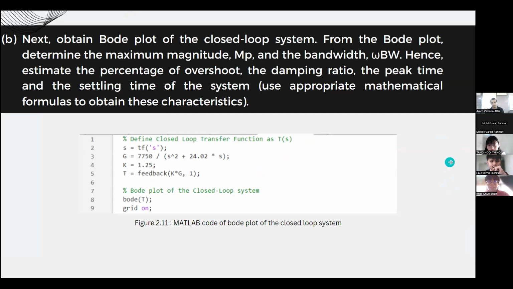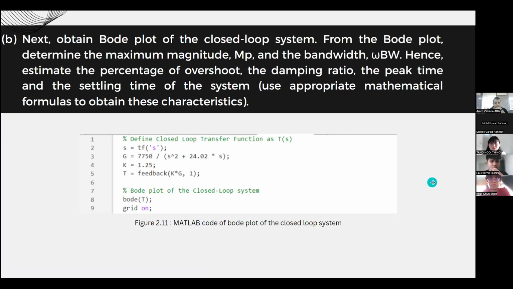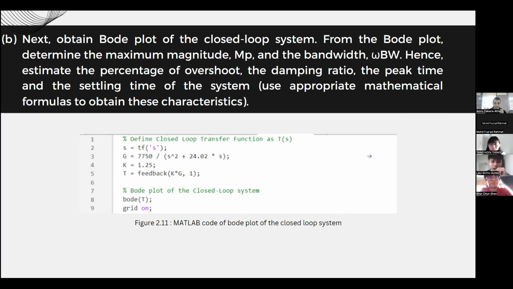Questions? The command syntax feedback bracket k multiply g comma 1. What does it mean? Sorry, which one? T equal to feedback bracket k multiply g comma 1. What does it mean? It is a closed loop. It feeds back the result to the input. Correct. Actually, yes, because k multiplied with g is the gain inserted into the system g, and the 1 behind the comma means that it is the unity feedback to the system. Oh, okay, closed loop. Okay. Continue.